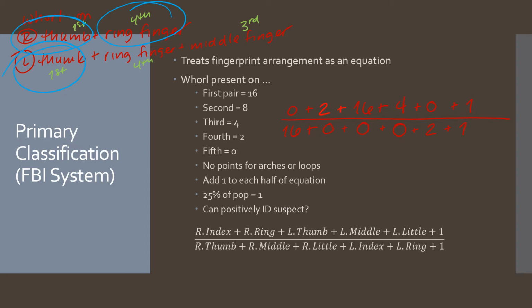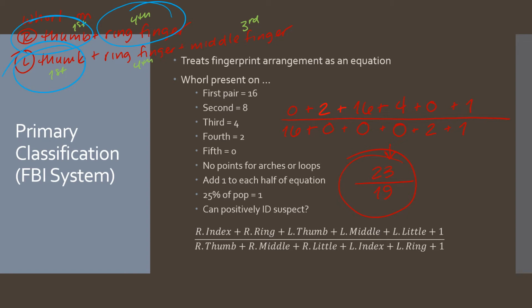You add that up. 16 plus 4 is 20, plus 2 is 22, plus 1 is 23. That's a little easier, right? 16 plus 2 is 18, plus 1 is 19. My ratio is 23 over 19. Now, conveniently, I can't really reduce that, so that's how it would stand. If I could reduce it, then you would to the maximum extent possible.